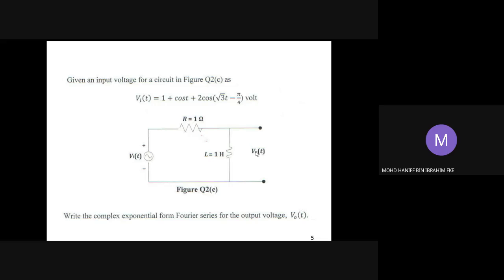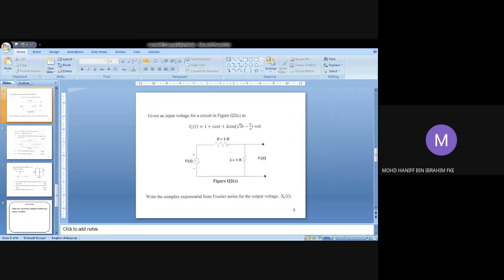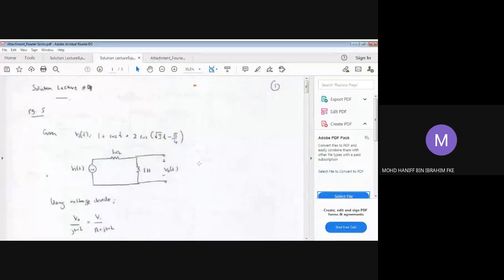Remember, you need to find out the voltage across the inductor. Okay, so let's have a look at the solutions for this example. So this will be the solutions then.